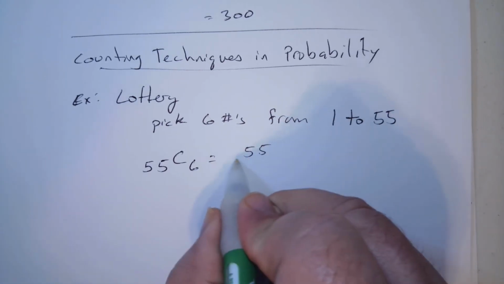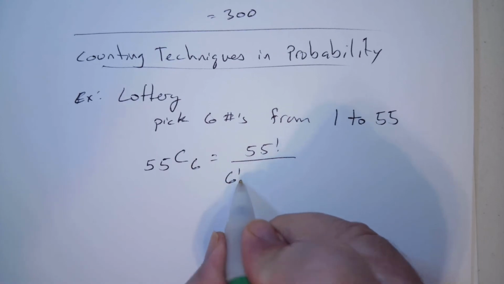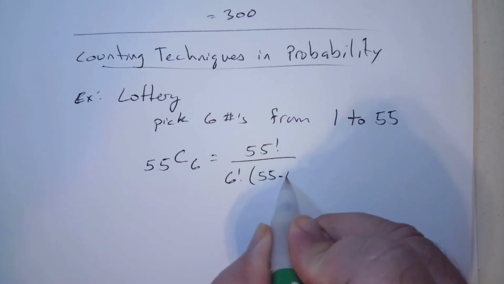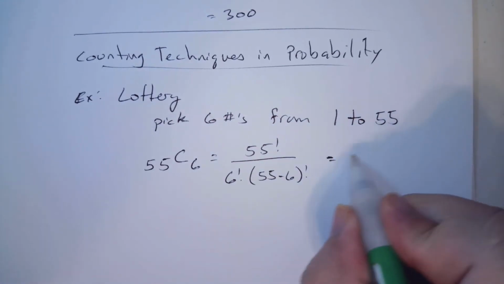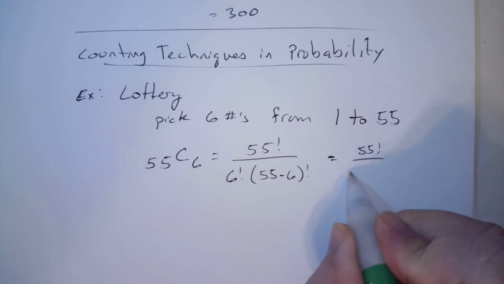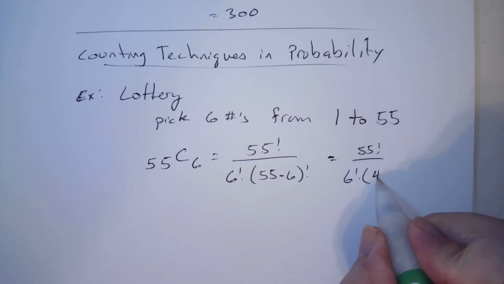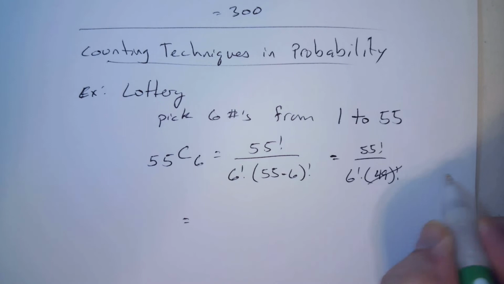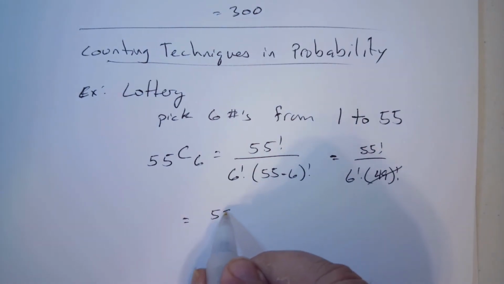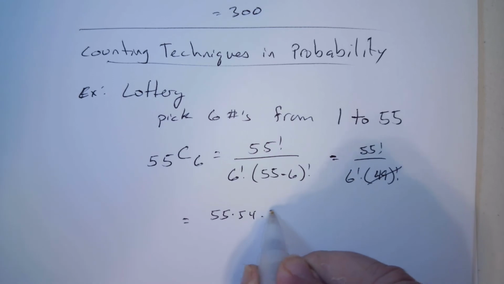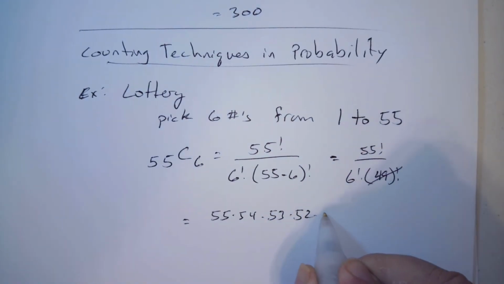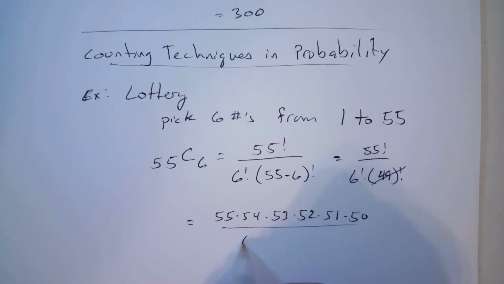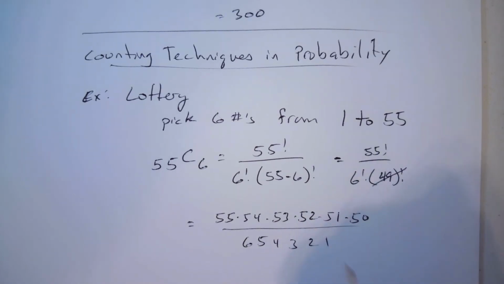So we have 55 factorial over 6 factorial times 55 minus 6 factorial. 55 minus 6 is 49, so it means 49 down to 1's gone. So we have on top 55, 54, 53, 52, 51, 50, plus 49 down to 1's gone. On the bottom, 6, 5, 4, 3, 2, 1.